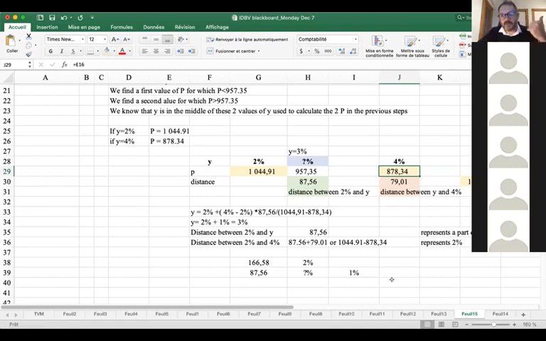But also, economically, what does it mean? It means that when the rates are going up, the price of the bond is going down. So there is an inverse relationship between the price of the bond and the yield to maturity. That's interesting for us to remember.